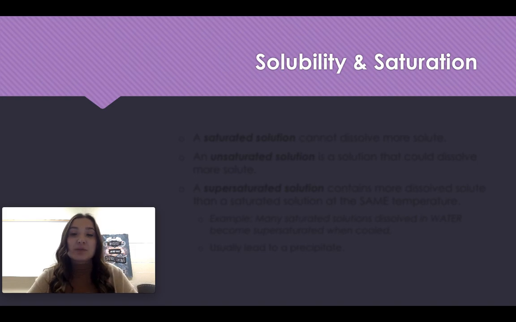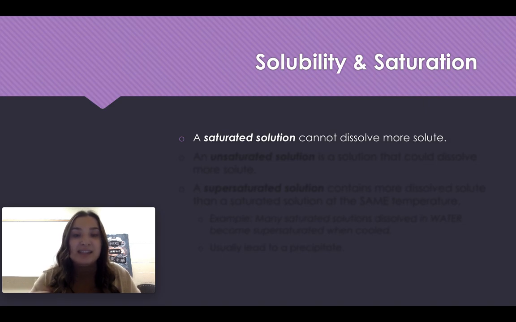All right, the last thing we're going to talk about is solubility and saturation. When I talk about saturation, I like to think of Kool-Aid. So keep that in your mind as we work through this slide. First we have a saturated solution, and that's when a solution cannot dissolve any more solute. I like to think of this as the perfect cup of Kool-Aid. I put the exact right amount of Kool-Aid powder into the water. I dissolved it, every single piece dissolved, and my cup of Kool-Aid is fantastic.